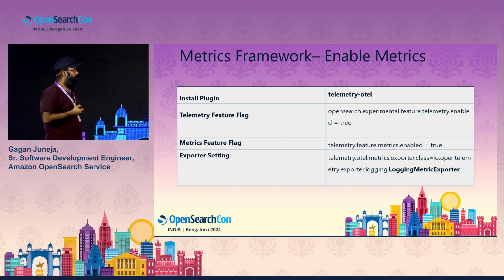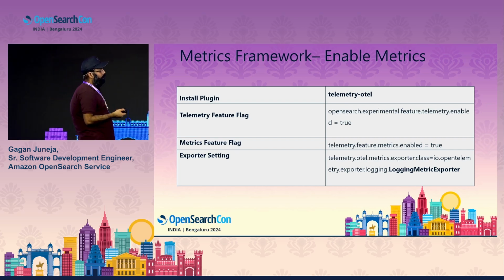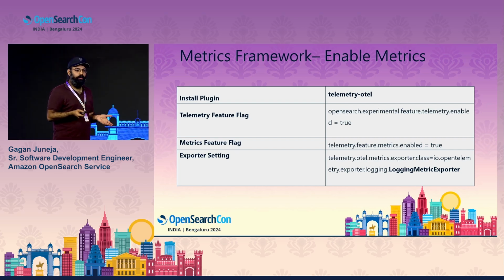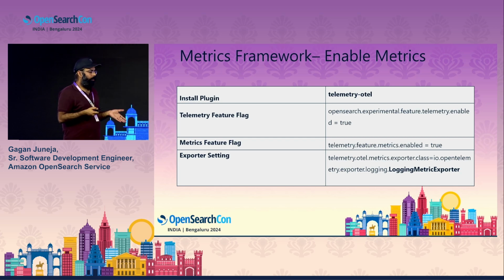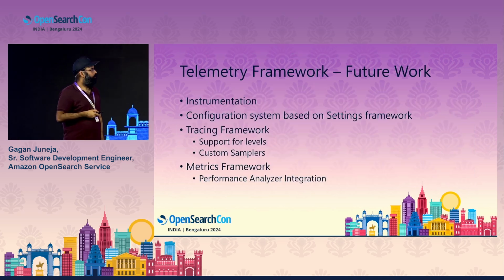Similar to traces, you will have to enable the telemetry feature flag and the metrics feature flag. There is an exporter setting where you need to define your exporter. By default, it comes with a logging metric exporter, but it can be configured to a gRPC metric exporter, which writes to your locally running gRPC collector.